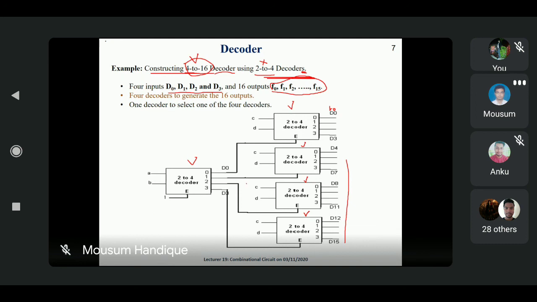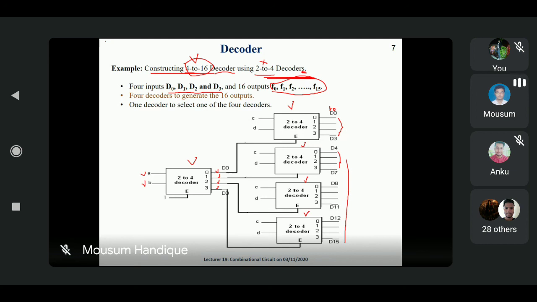Because all are 2 to 4 decoders, we can use only 2 input lines, and a 2 to 4 decoder always has 4 output lines: this one is 1, this one is 2, this one is 3, and this one is 4. All the decoders have 4 output lines. This is the property of a 2 to 4 decoder. Now, our actual aim is to construct the 4 to 16 decoder.